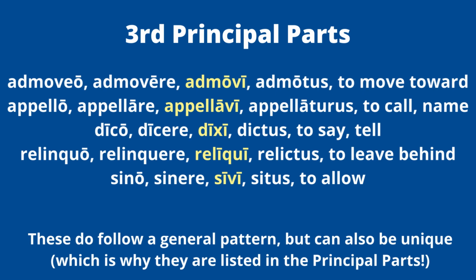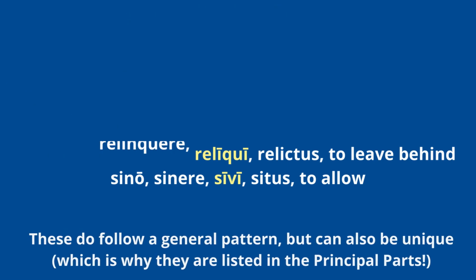But they can also be pretty unique, right? They might not be exactly what you were thinking it would be. So, for instance, dico, right? When you say dixi, right? The X is kind of a little odd at first when you see it. So this is why they're given to you in the principal parts. We list that third principal part because sometimes the spelling really isn't something you were expecting.